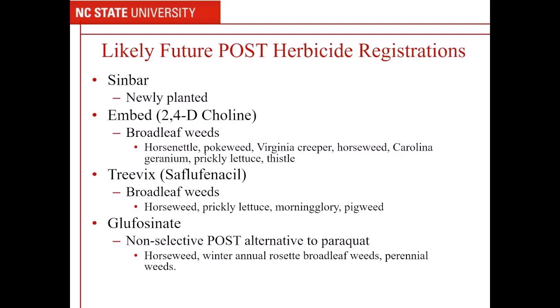Trevix is another product that we've looked at. It's a PPO inhibitor. We've got a product called AIM that's basically labeled for post-emergence use in caneberries. But Trevix is a much more effective post-emergence herbicide than AIM. It's a lot better, I think, on horseweed. It just does a better job. I've seen it do a really nice job on prickly lettuce post-emergence, and it would be a nice option to have in an application there as well.